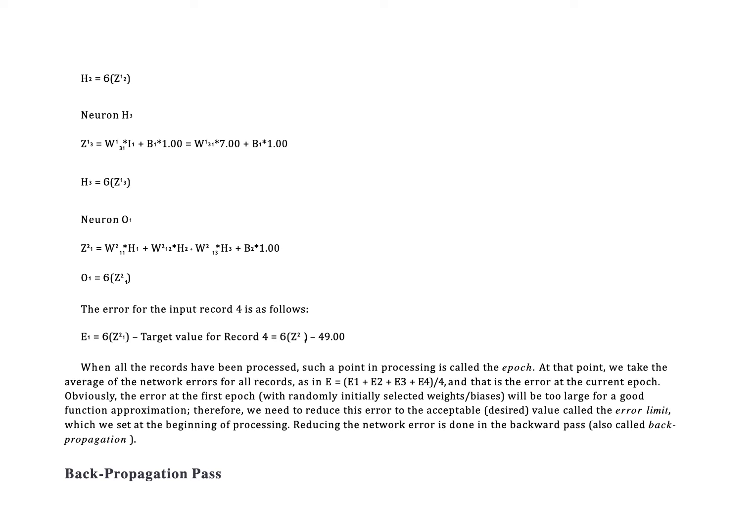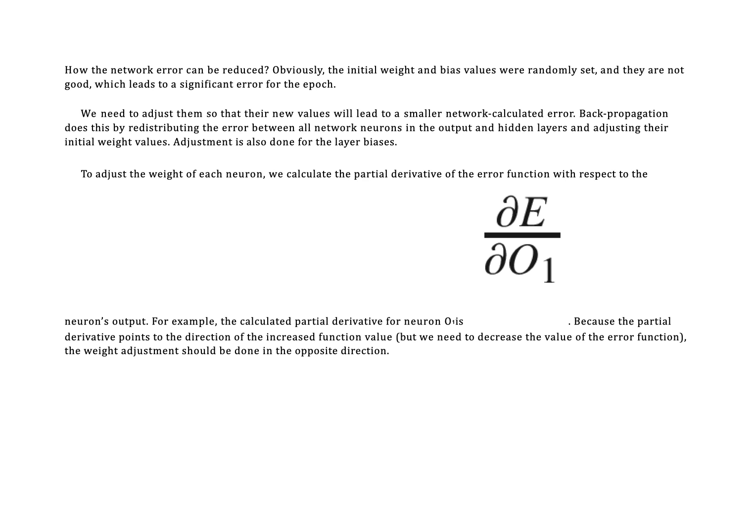Reducing the network error is done in the backward pass, also called backpropagation. Backpropagation pass: how the network error can be reduced. Obviously, the initial weight and bias values were randomly set, and they are not good, which leads to a significant error for the epoch. We need to adjust them so that their new values will lead to a smaller network calculated error.